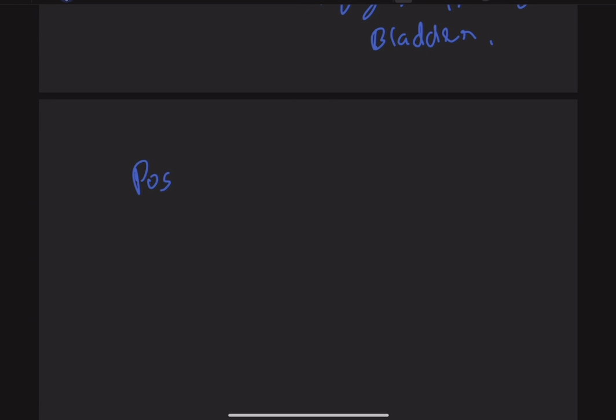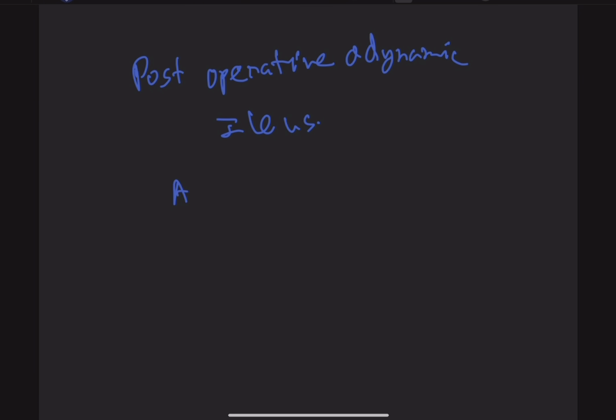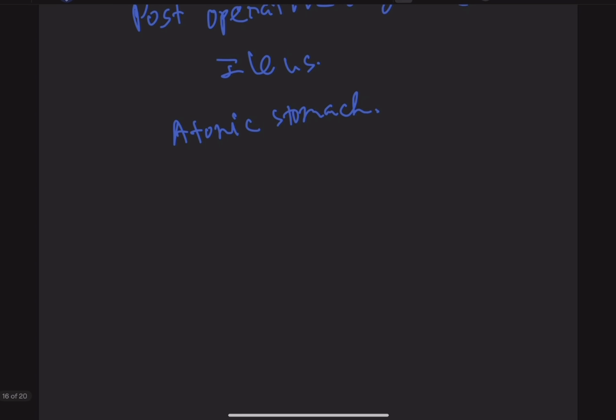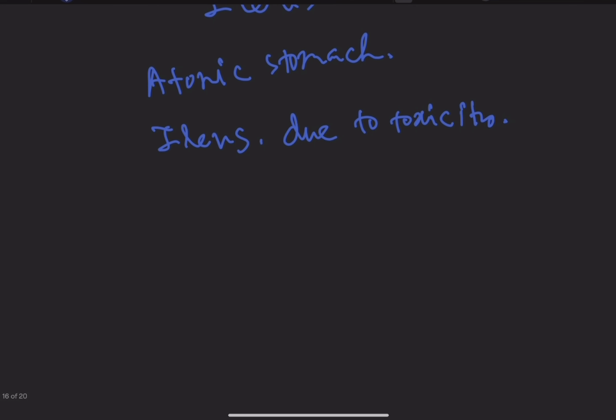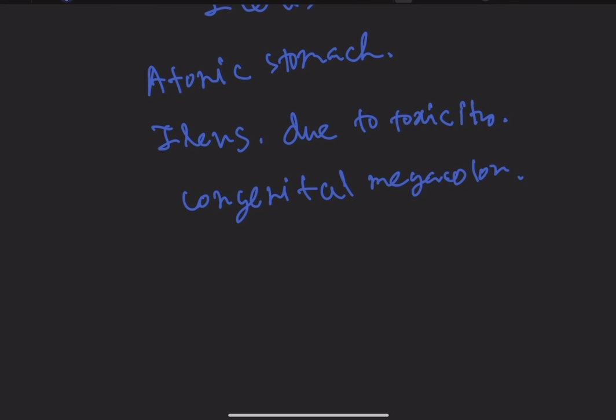We also use it in post-operative adynamic ileus. Okay, adynamic ileus. We use it in atonic stomach, in ileus due to toxicity, and also in congenital megacolon.